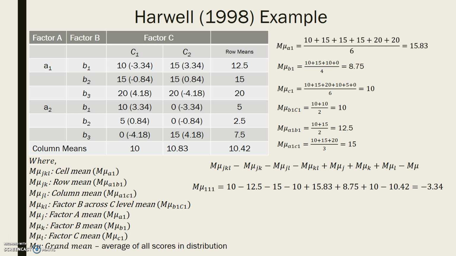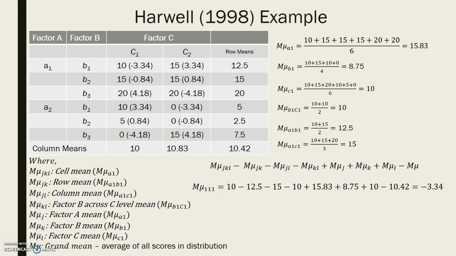But how do we estimate those? The formula is provided there. It's M or mu sub JKL. That is, J is for the first factor A, K is for factor B, L is for factor C.